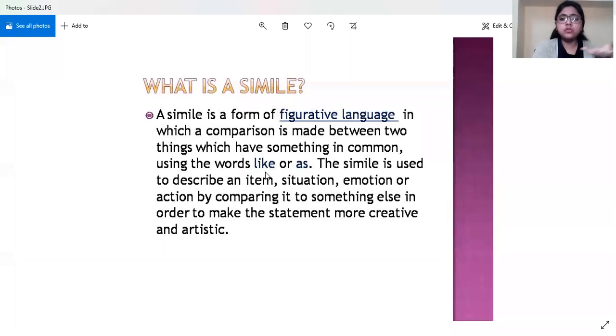It is used to make a comparison between two things which have something or the other in common. Okay, for example, somebody is running fast, so we can just compare his fast run to that of a horse. So he's running as fast as a horse. And also we can use, he's running fast like a horse. Okay, because generally horses run fast, or we can also say as fast as a leopard. That also we can say.